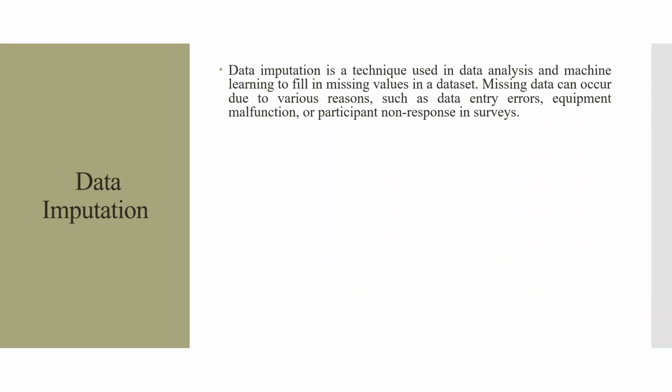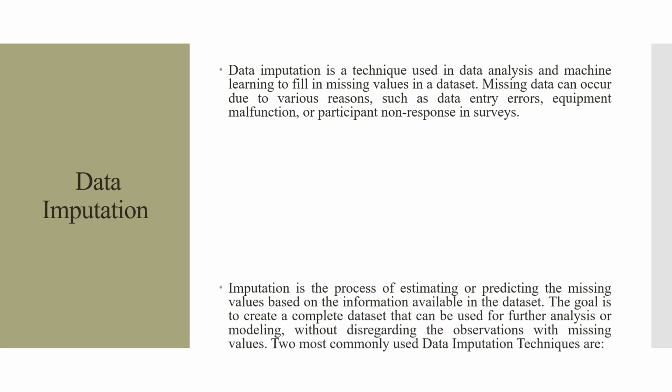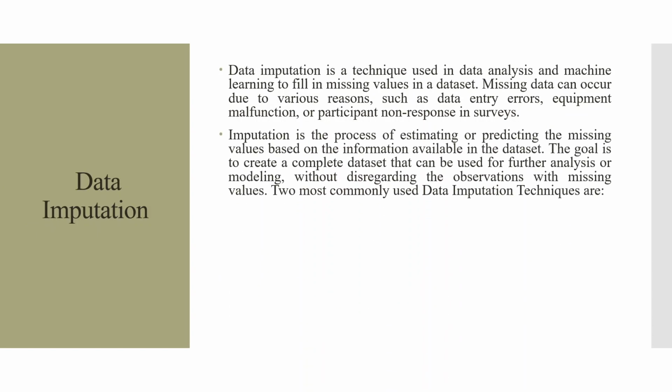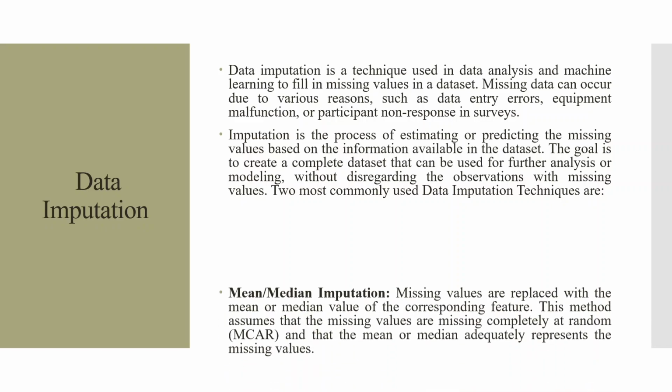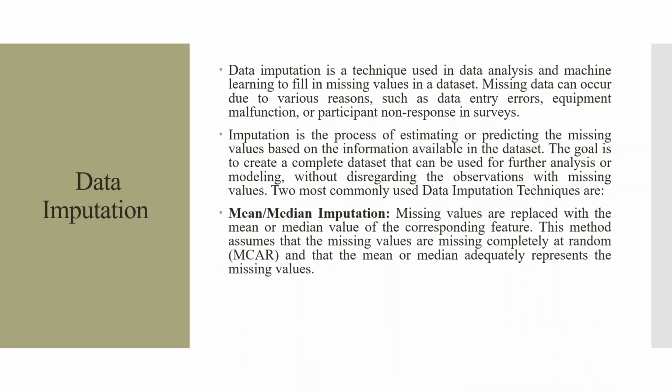Then comes data imputation. Data imputation is a technique used in data analysis and machine learning to fill in missing values in the dataset. Missing data can occur due to various reasons such as data entry errors, equipment malfunction, or participant non-response in surveys. Imputation is a process of estimating or predicting the missing values based on the information available in the dataset. The goal is to create a complete dataset that can be used for further analysis or modeling without disregarding the observations with missing values. Two most commonly used data imputation techniques are mean and median imputation.